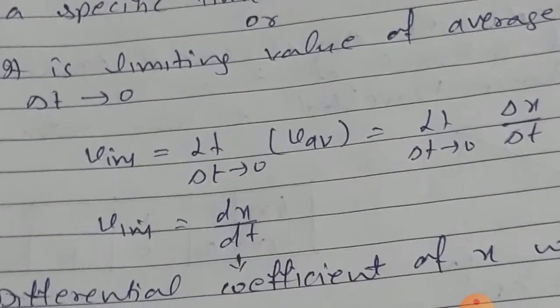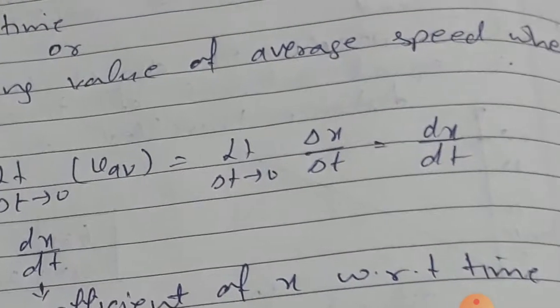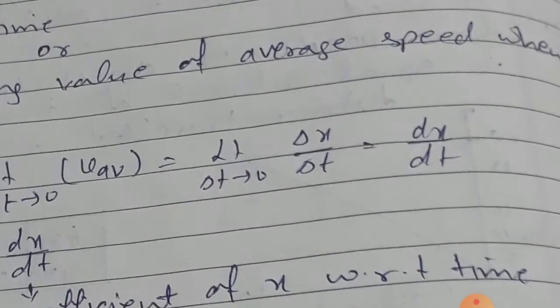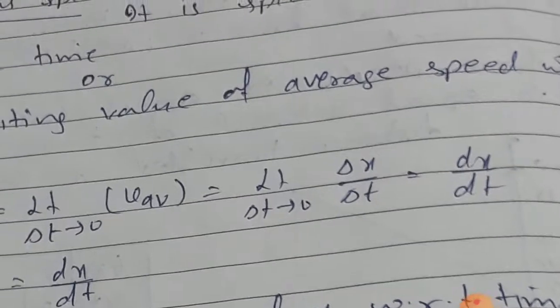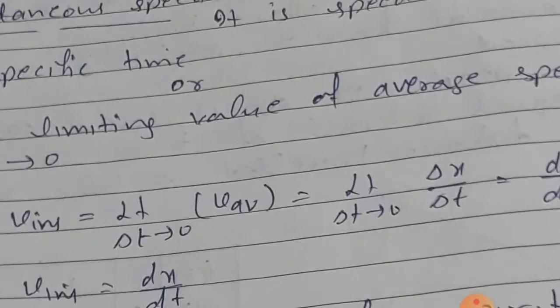How? V instantaneous is equal to V average as limit delta t approaches 0. Putting the value of V average, that is delta x by delta t. What do we mean by this statement that limit delta t approaches 0? Delta t approaches 0 means what is delta t?